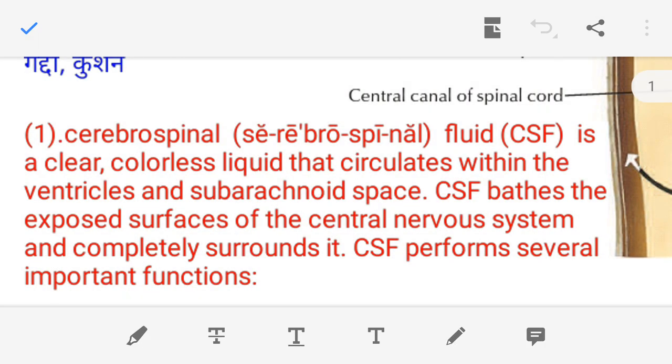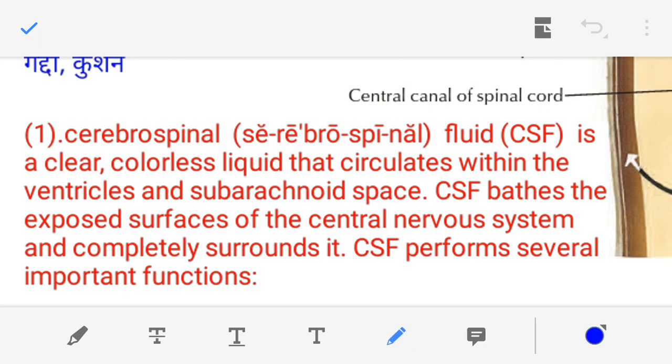Cerebrospinal fluid, in short, CSF. Now, what is CSF? CSF is a clear, colorless liquid, and this CSF circulates within the ventricles and in the subarachnoid space, which is present around the brain and spinal cord.